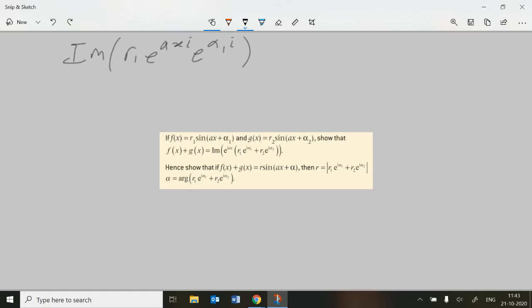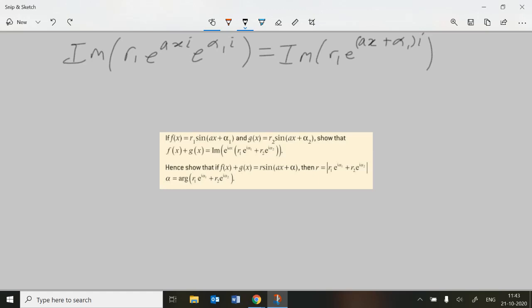So I'm starting the wrong way round here, but this one here, we could say, well, we can use the laws of indices to combine the two exponentials, e to the power of these two functions here. We can combine those two by adding together those two powers. So that's what to start off with. So we've got the imaginary value of r1 e to the (ax plus alpha 1) i. Okay, so now I've just brought those together as well. So I've basically added those two powers there, but I've also factorized out the i as well.